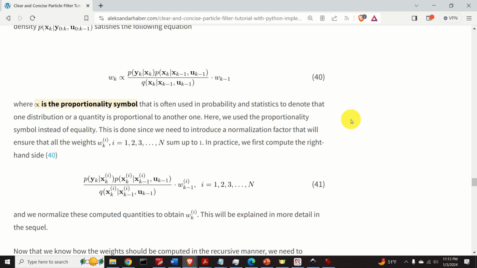Now that we know how the weights should be computed in the recursive manner, we need to address the following problem. We can observe that in order to compute the weight given by this equation, we need to know this density q over here. So how to select this function? Here is the idea. The idea is to select this function such that, number one, we can easily draw samples from the distribution corresponding to this density, and number two, the expression for the weight significantly simplifies.